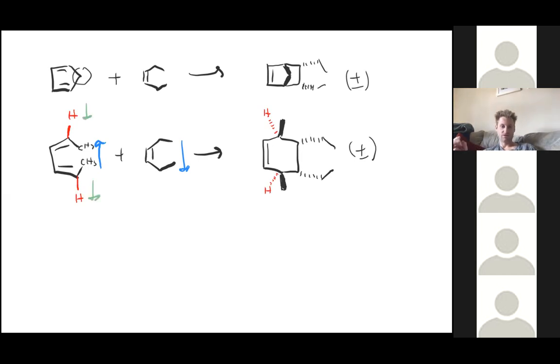And this is going to be our general concept. We're going to try to keep our dienophile always going down in the down position if we can. If it's trans, you don't kind of get that ability, but for a cis one, you do. These two outer positions are always going to end up as dashes. The inner positions are always going to end up as wedges.